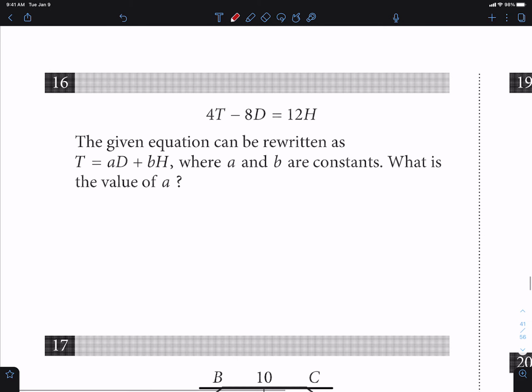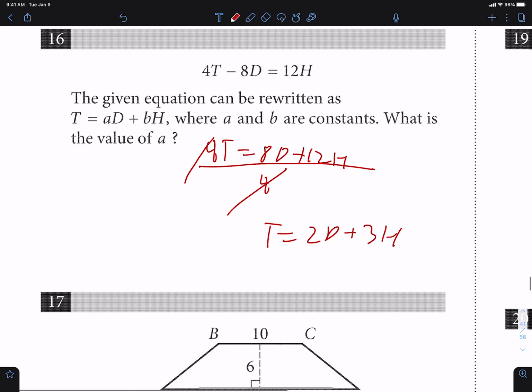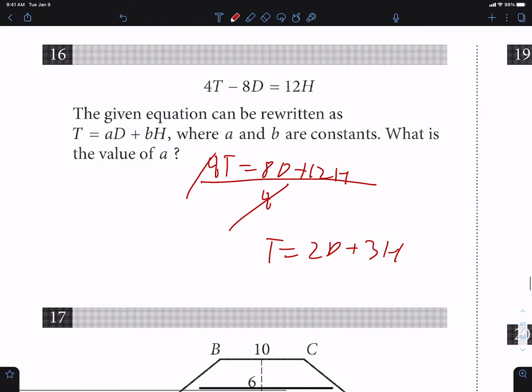All right. The given equation can be written as t equals AD plus BH, where A and B are constants. What is the value of A? Okay, I'm going to go ahead and add over the 8D. So we get 4t equals 8D plus 12H. Then I'm going to divide by 4 to get rid of this t coefficient, because they have no t coefficient there. So I get t equals 2D plus, oops, not 6H, 3H. And they want the coefficient of D, which in this case is just 2.